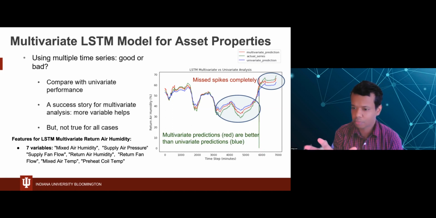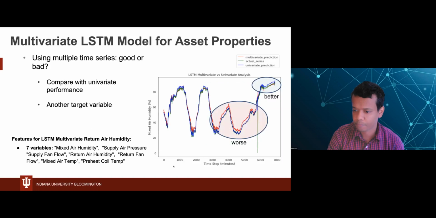So this is a success story for this particular variable, that means return air humidity. Using all other variables, all 7 variables, is actually helping to improve the prediction. However, this is not a general case.